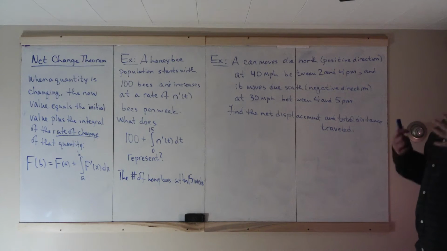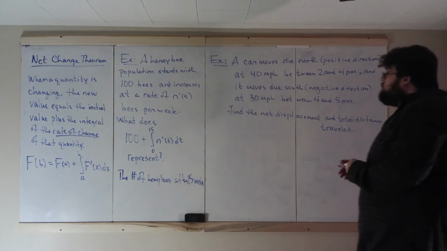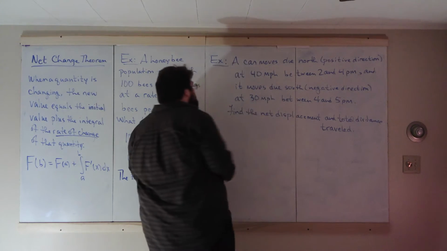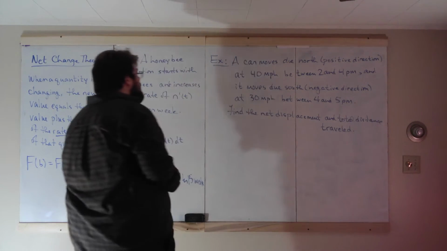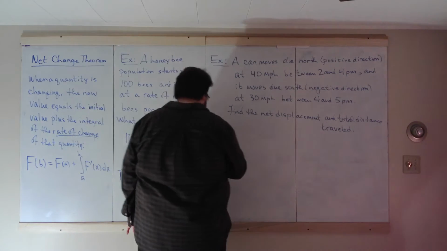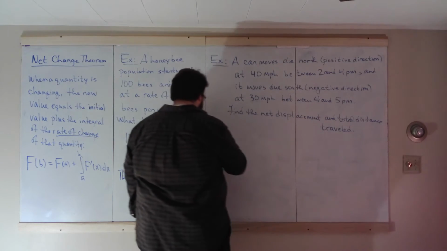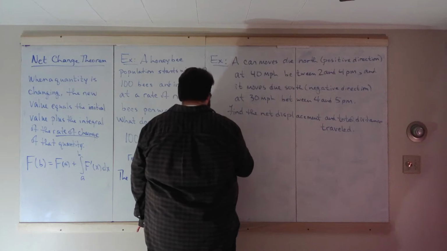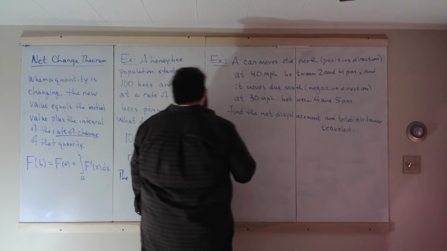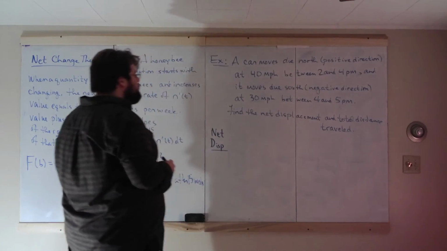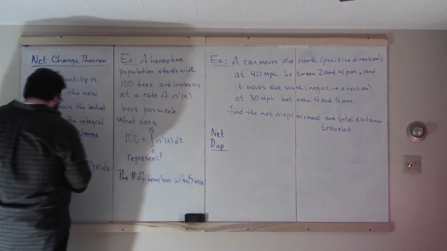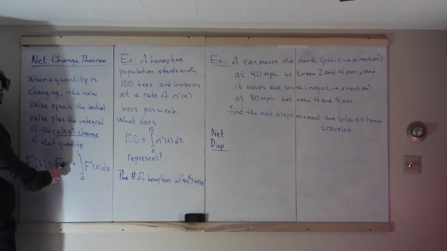So let's interpret this using calculus. We can use the net change theorem, because this 40 miles per hour, 30 miles per hour, those are just rates of change. So how can we do the net displacement using the net change theorem? For this, we can assume we're at position 0 at 2 p.m.